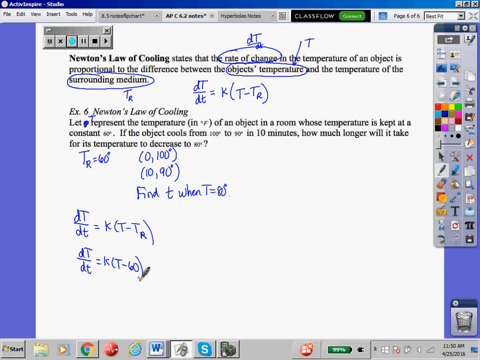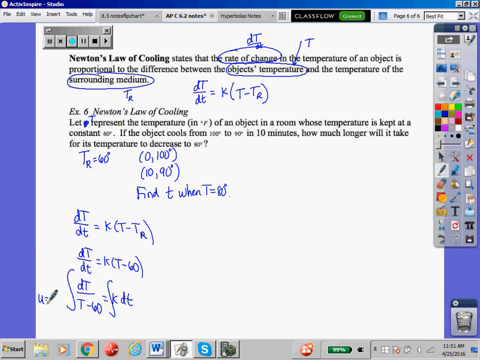We don't have enough information yet to do that. So watch what I'm going to do. I'm going to divide by the T minus 60, and I'm going to also multiply by dt. So what I'm doing, and we're going to formally cover this in the next section, is we are going to separate the variables. So I have dT over T minus 60 equals k dt. So now, if I want to solve this for T, I'm going to integrate.